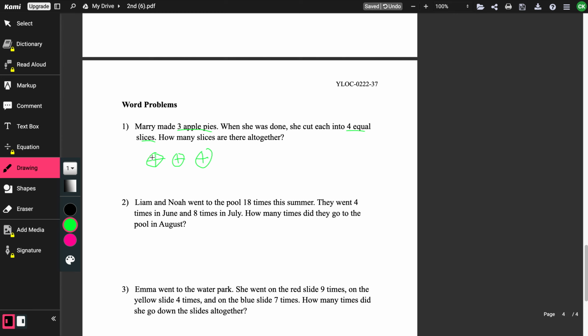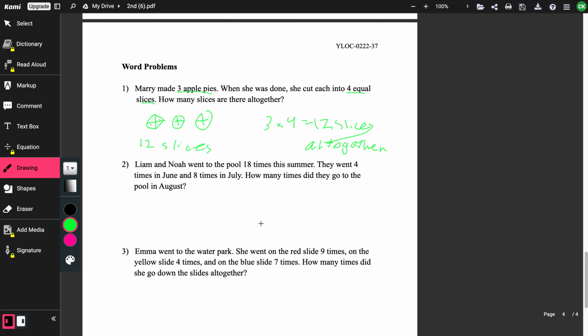So what we're going to do is count how many slices there are. We could count these, or we could multiply. So let's do adding these up. So let's see, 1, 2, 3, 4, 5, 6, 7, 8, 9, 10, 11, 12. So we know that there's 12 slices. But an easier method could just be 3 times 4, which is also 12. So it's 12 slices altogether. So there you have it. So there are 2 methods in solving this one.